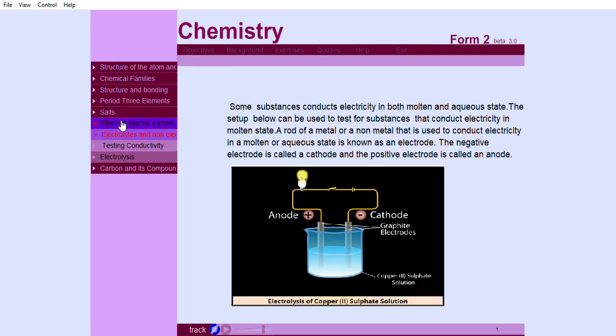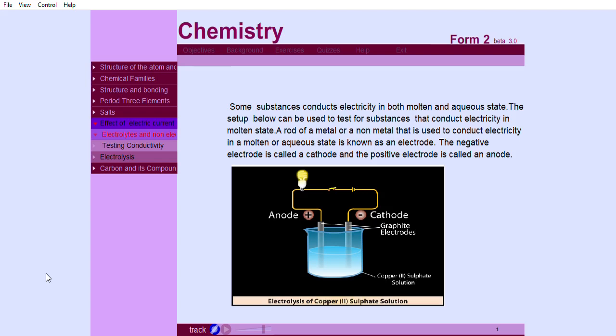Some substances conduct electricity in both solid and molten states. Others conduct electricity only in molten state. The setup below can be used to test for substances which conduct electricity in molten state.